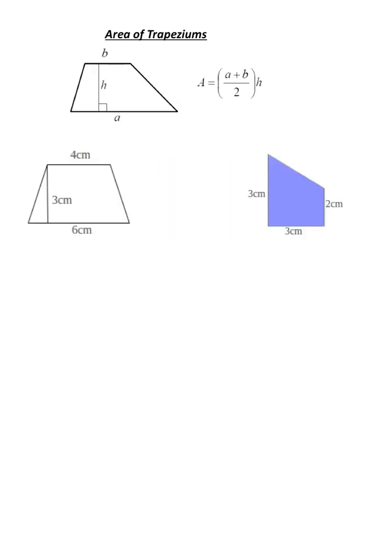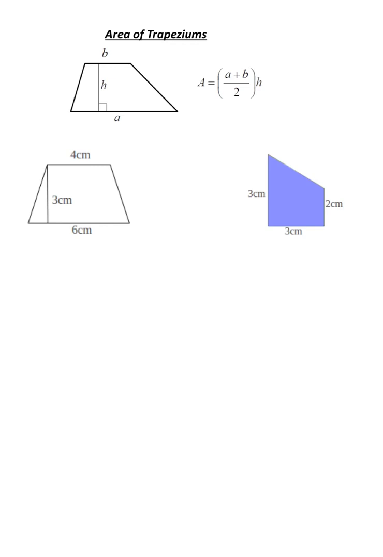Okay, the last shape we'll look at is trapeziums. And with trapeziums, you are given the formula in the logbook, so it's really just a basic substitution question. So all you have to do is add the top length and the bottom length, divide by 2 and multiply your answer by the height.